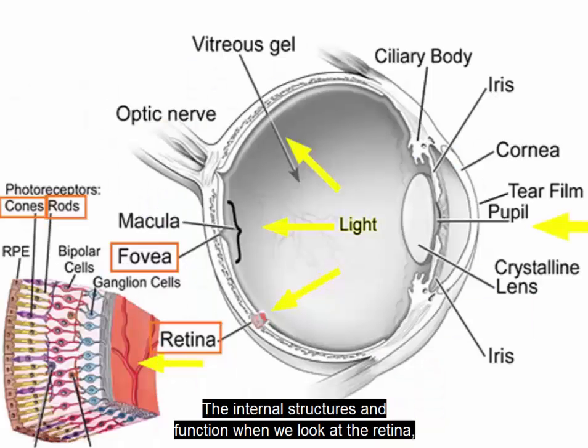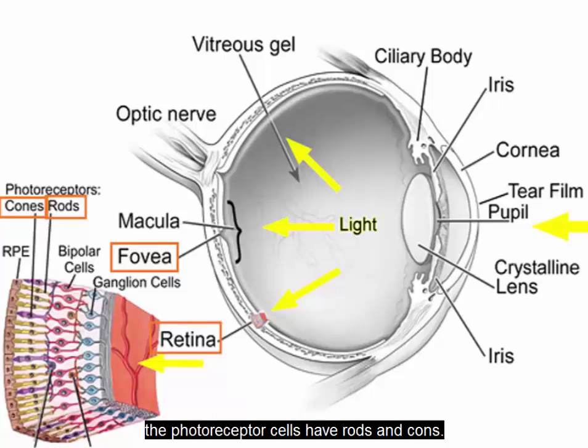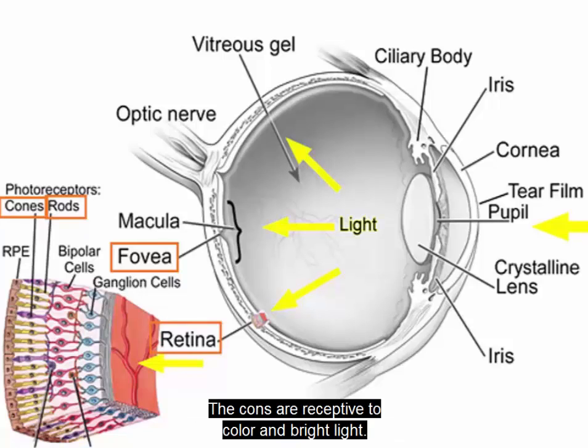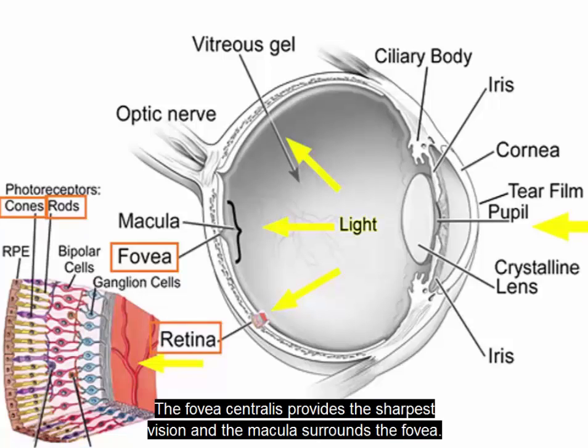The internal structures and function: when we look at the retina, the photoreceptor cells have rods and cones. The rods stimulate in dim light. The cones are receptive to color and bright light. The fovea centralis provides the sharpest vision, and the macula surrounds the fovea.